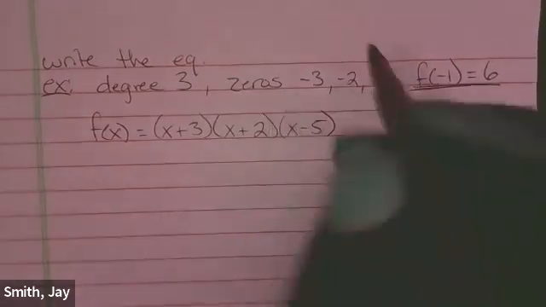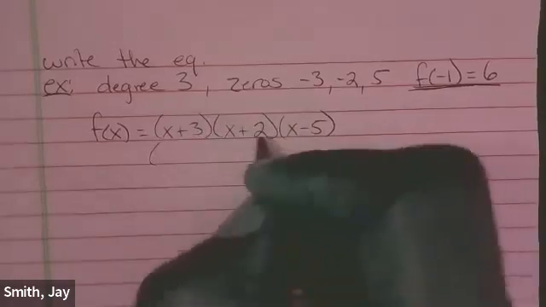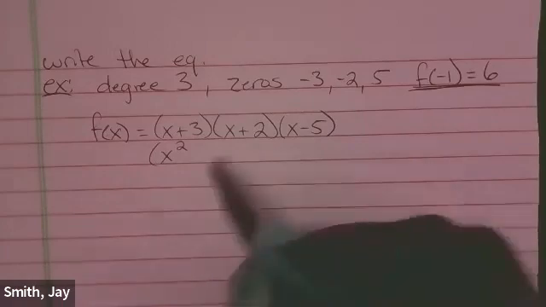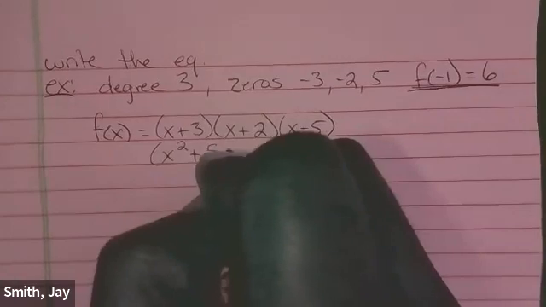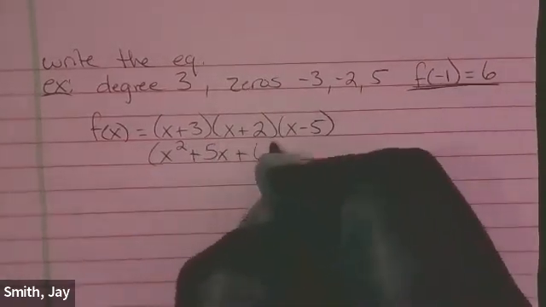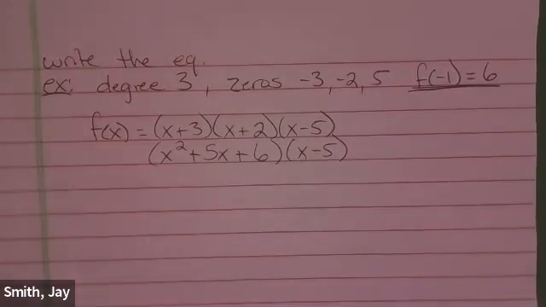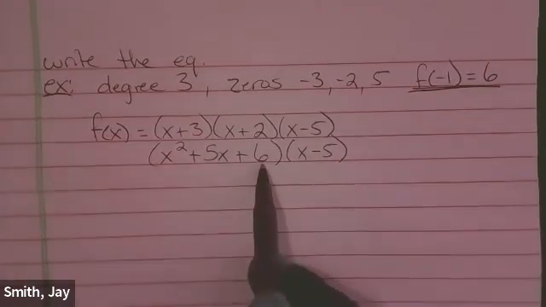All right, so at this point, we can start multiplying. If it were me, I would go ahead and FOIL out x plus 3 times x plus 2. We know x times x gives me x squared. x times 2 gives me 2x, plus 3 times x, which gives me 3x. 2x plus 3x is going to give me 5x, plus 3 times 2 will give me 6. We still need to multiply this by x minus 5. So I've just FOILed out my first two factors. Now what I need to do is take this trinomial, x squared plus 5x plus 6, and multiply by the binomial, x minus 5.